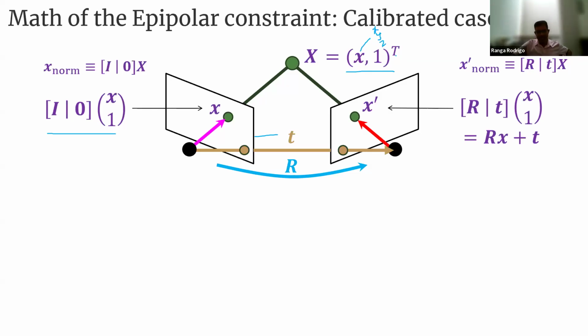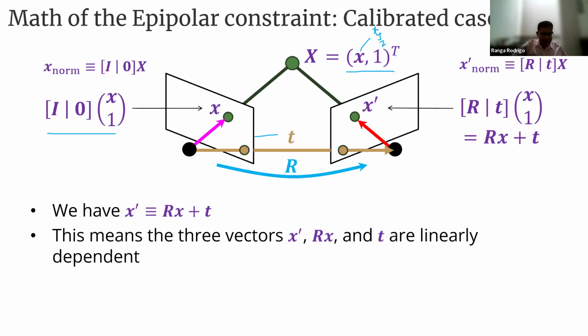Okay, I hope these equations are okay for you. We have X prime equals RX plus T, and this means that the three vectors X prime, RX, and T are linearly dependent. That's why we can write the vector X, this vector X that you can see in red, as RX plus T. So this vector and this vector must, of course, be linearly dependent. That's why you can write them in an equation.